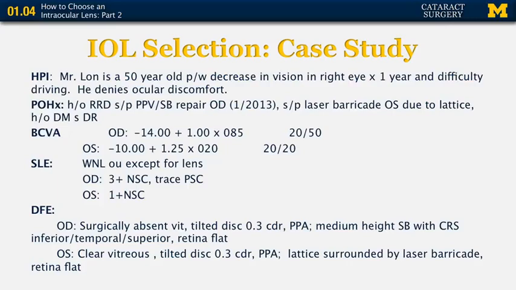If we take a peek at our best corrected visual acuity on the manifest, we see he has a best corrected visual acuity of 20/50 in the right eye, with a spherical equivalent around -14, and best correcting to 20/20 in the left eye, and a refraction around -10. Slit lamp examination is remarkable for a 3+ NSC with trace PSC in the right eye, and a 1+ NSC in the left eye. Dilated exam shows what we'd expect, surgically absent vitreous, as well as a medium-height scleral buckle and some chorioretinal scar on the periphery, but the retina is flat. And our fellow eye is also fairly within normal limits and a bit of laser barricade around that lattice.